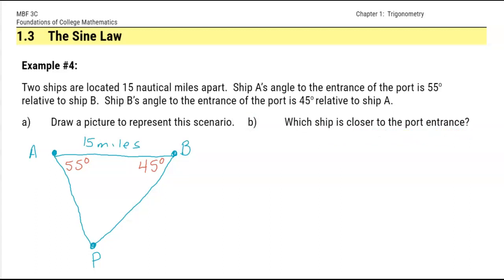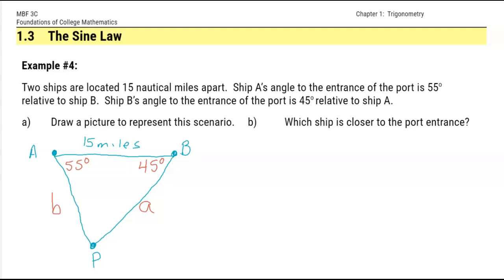So let's look at our diagram. Well, what distance is going to help me to answer that question? I need to know how far ship A is from the port. In other words, I need to know side little b. And I also need to know how far ship B is from the port. In other words, I need to find side little a. So it's important for us to remember that when I find side little b, that's actually telling me how far ship A is from the port, and vice versa.